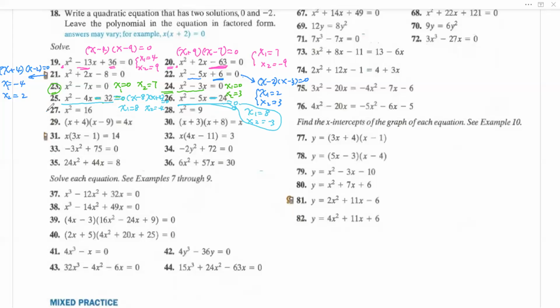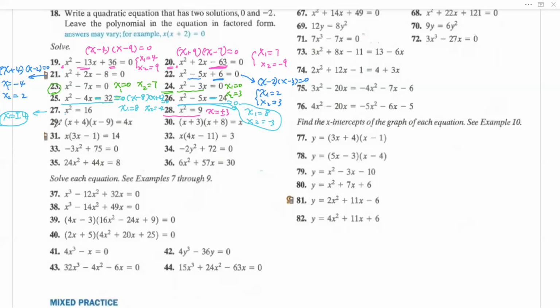All right, 27. What number squared equals 16? x equals plus or minus 4. That's two answers, right? And 28 here, x equals plus or minus 3. Right? Okay. All right, so we move to a little bit more challenging part.